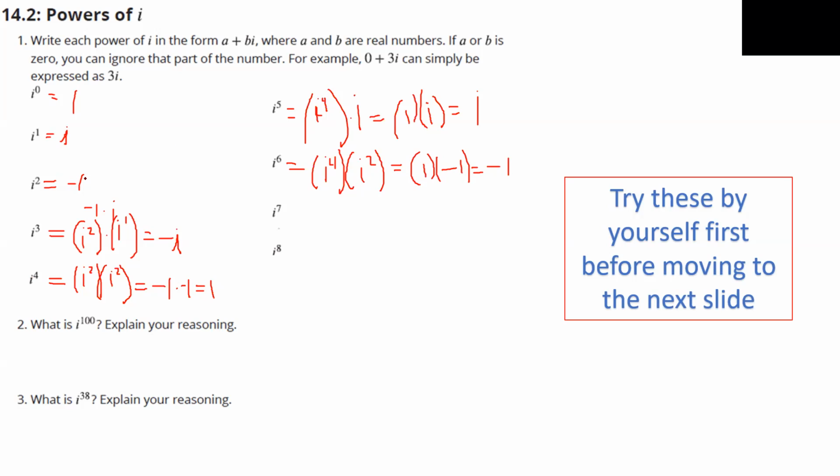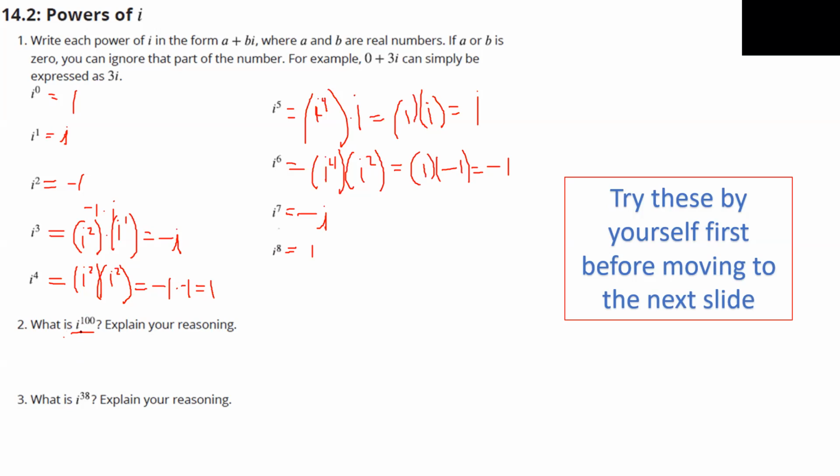Now, I hope you guys are seeing a pattern here. So if you were to figure out this pattern, i, -1, -i, 1, then i, -1, i to the 7th would be -i, and then i to the 8th would be 1. So now that we have this pattern built here, I want you all to try i to the 100, and I'm going to give you about 30 seconds to figure that out.